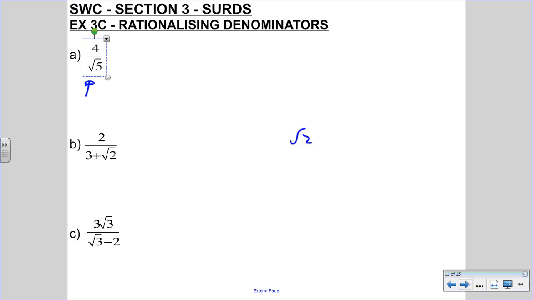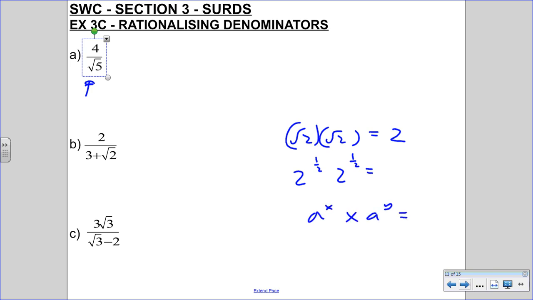So root 2 times root 2, as we know and we've just seen, is the same as 2. And remember, that's because the indices are adding together. This is our a to the x times a to the y business. So you've got a to the half times a to the half, and the powers add, don't they? Exactly the same here, so that's 2 to the half plus a half, okay? So that's 2 to the 1.